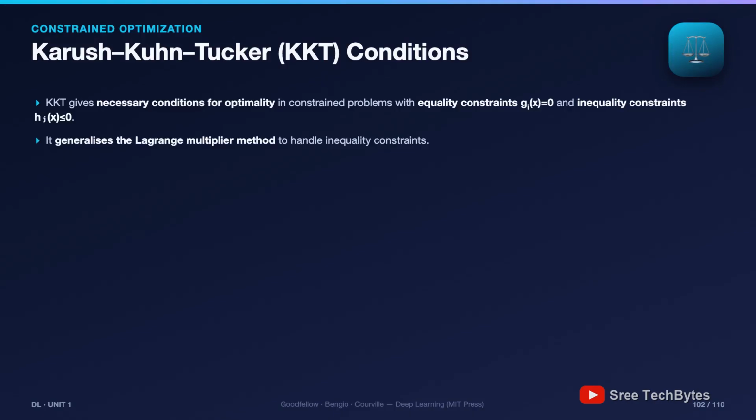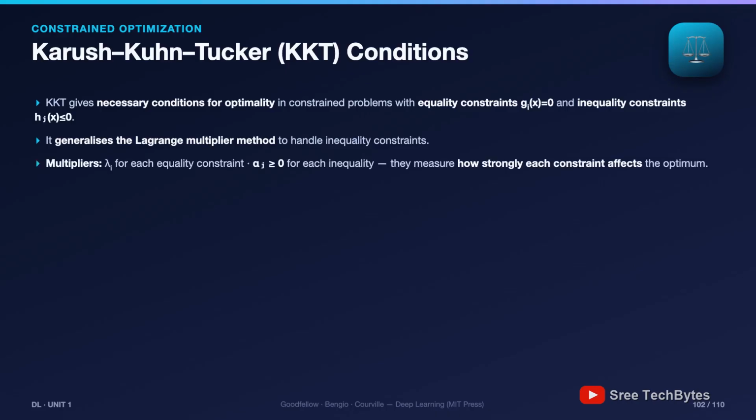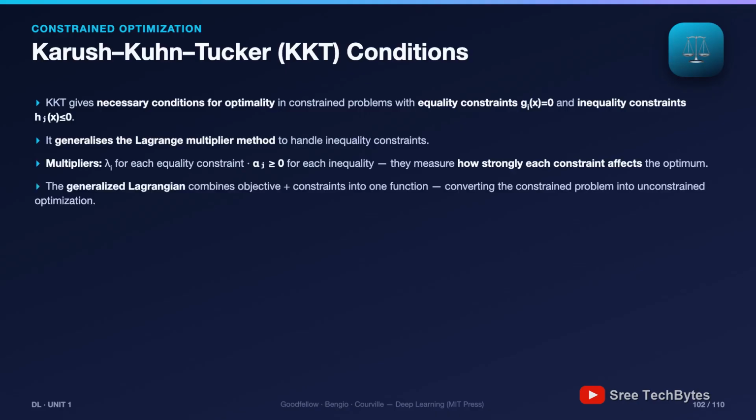The construction: for every constraint, introduce a multiplier, lambda for equalities, alpha, required non-negative, for inequalities. Then build the generalized Lagrangian, the objective plus each multiplier times its constraint. One function now carries the whole problem, objective and rules together, converting constrained into unconstrained.